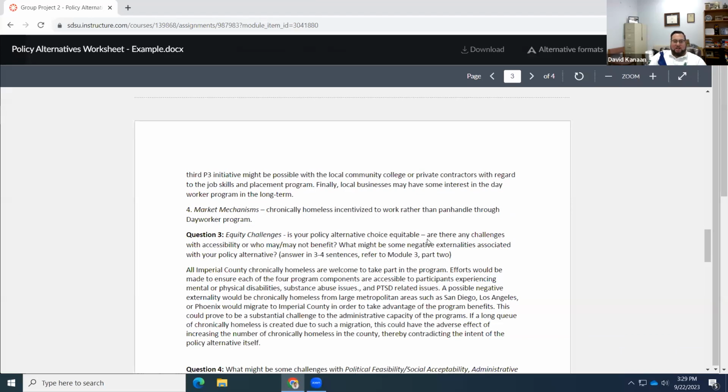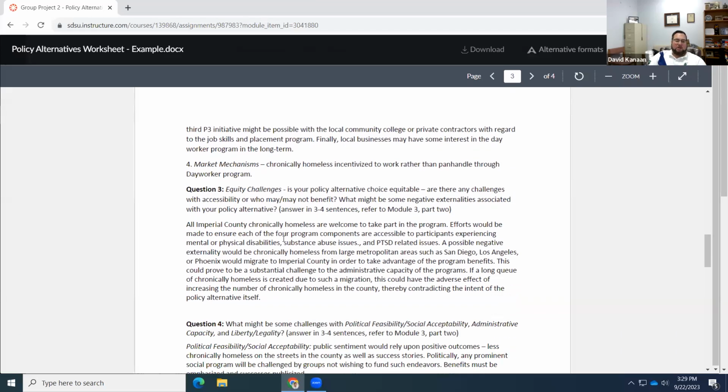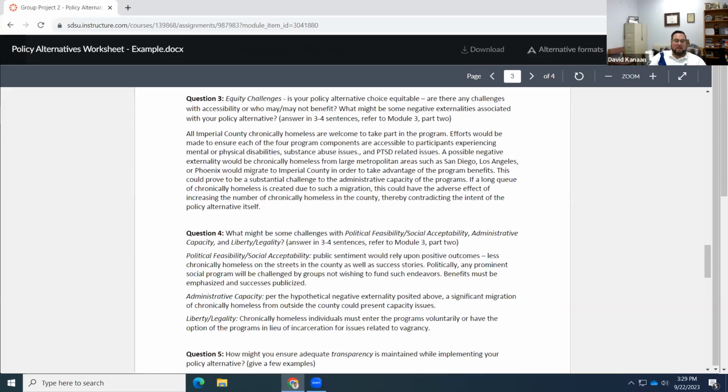Question 3, equity challenges. Just give me like a paragraph of what might be a challenge to equity, meaning how can you keep it fair? And I give you an example to read through there.